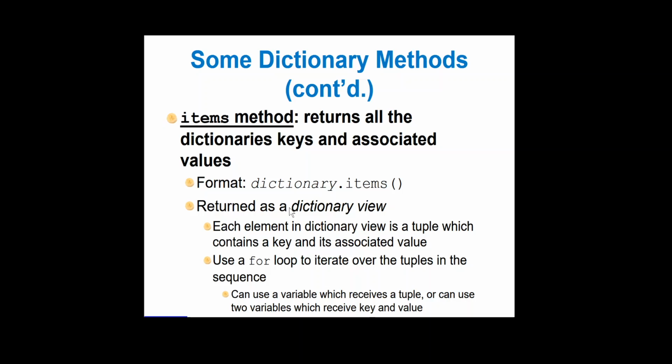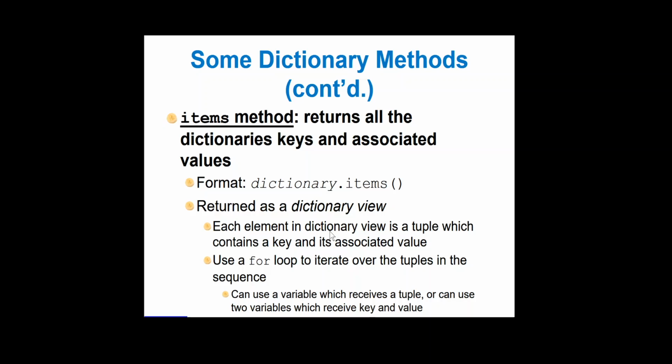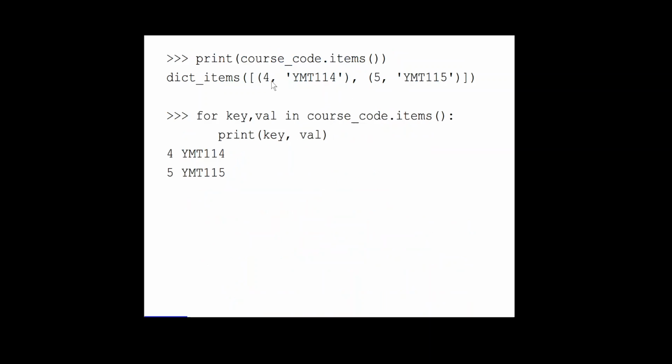If we apply this items, what will be returned to us? A dictionary view of 4 attached to Ymt114 in one tuple, and 5 attached to Ymt115 in another tuple. So this is what we call dictionary view. Now look at this. I'll show you here.